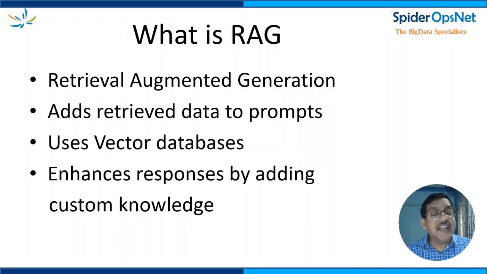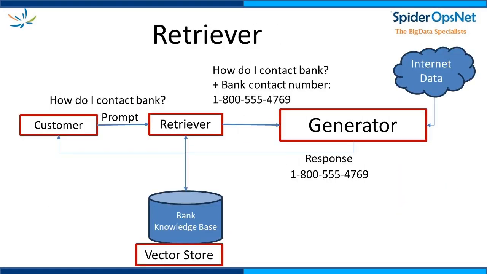He was intrigued, so I went on. The retriever gets this information from a custom knowledge base, which we call a vector store. This vector store is like a library where all the bank's verified information is stored. So, whenever the chatbot needs to answer a question, it fetches the most accurate data from this library.